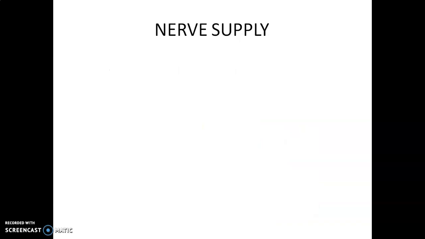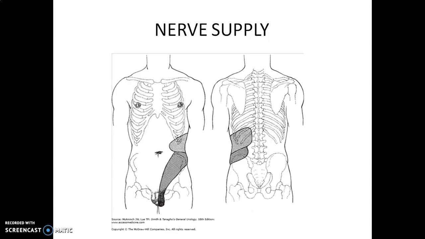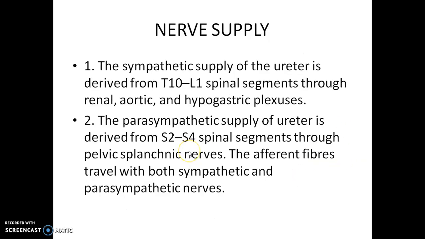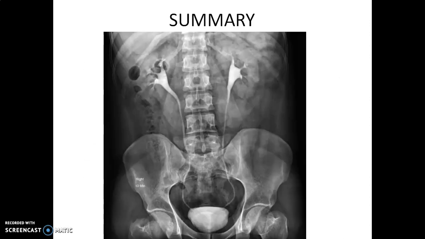Nerve supply. If you remember the referred pain scenario which I told in the beginning, the nerve supply of the ureter is by sympathetic and parasympathetic. Sympathetic is from which segment? I'll give you options: T7, T8, T9, T10. If you hold T10 in your mind, then you hold the correct answer. The T10 to L1 spinal segments, by forming the renal, aortic and hypogastric plexus. Parasympathetic is by S2, S3, S4, the pelvic splanchnic nerves. So these are the nerves which supply the ureter.